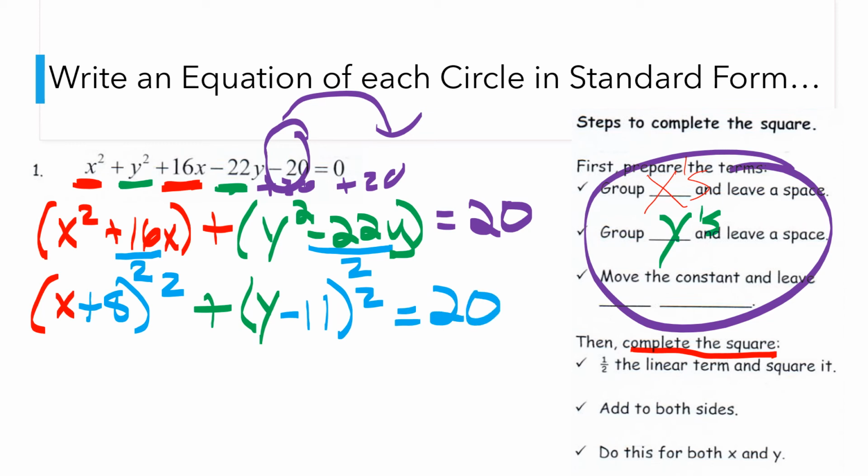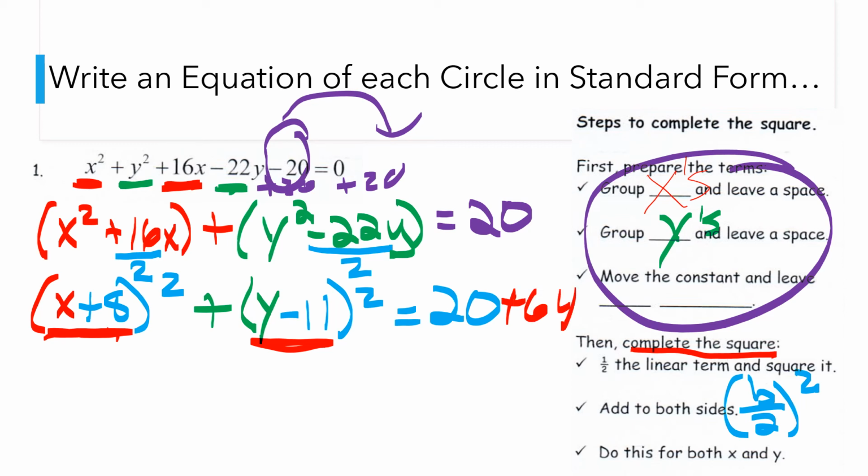Now, you're going to add whatever your b over 2 squared is to the other side. It says both sides. You're already adding it to this side by just completing the square here. It's already bringing in that extra term, so I don't really need to do it here. So now what we're going to do is add that b over 2 squared to the other side. In this case, it was 8, so 8 squared is 64.